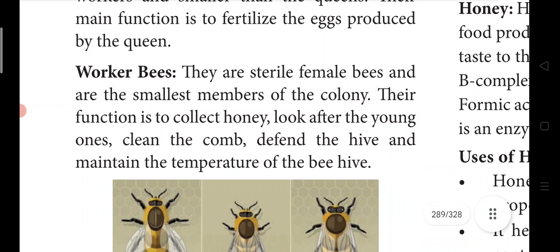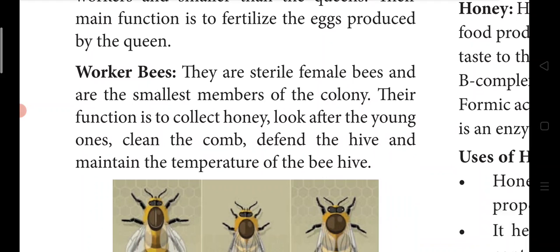Workers என்ன பண்ணோம்? They are sterile female bees. Sterile female bees means they will not be able to lay eggs or give birth to young ones. So sterile females are the smallest members of the colony. Their major function is to collect honey and look after the young ones. So இவங்களோட வேலை, இவங்க வந்து they cannot give birth to young ones.